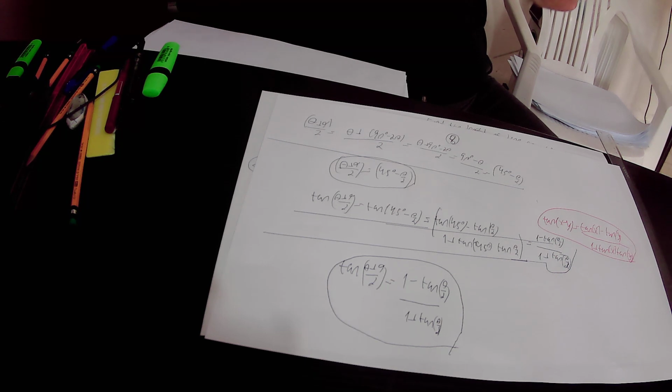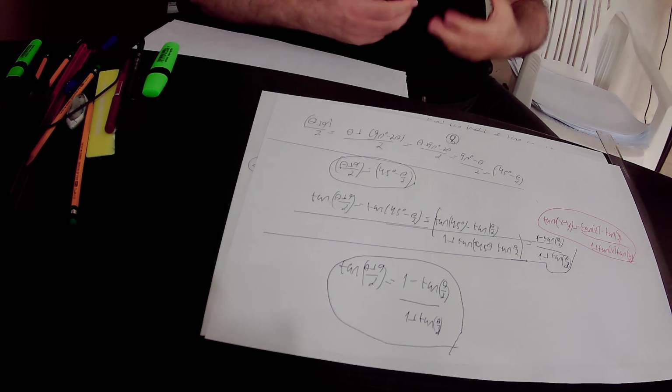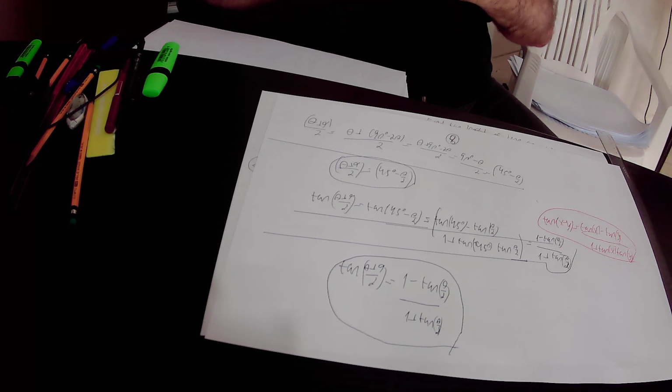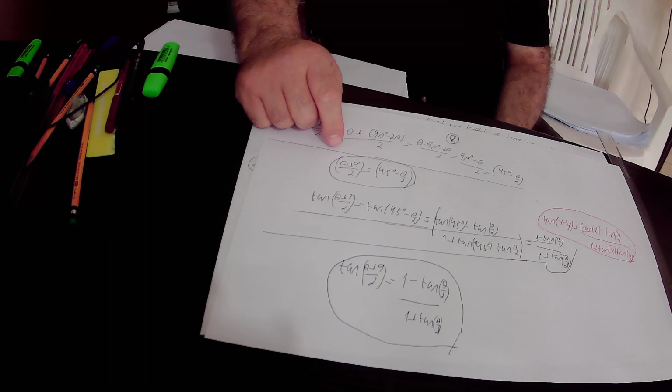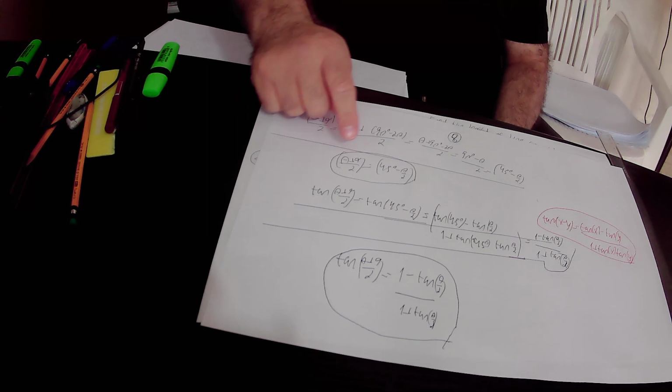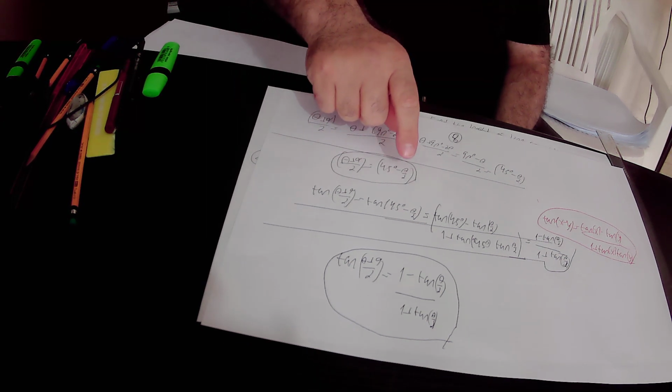And we know that if alpha equals beta, then tangent alpha will be equal to tangent beta. Therefore, tangent of theta plus alpha over 2 will be equal to tangent of 45 degrees minus theta over 2.